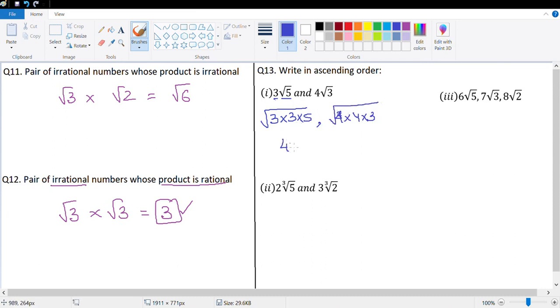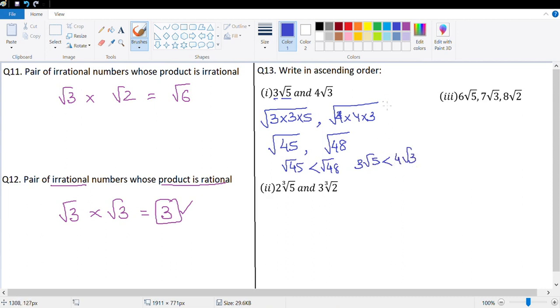So the first one is square root of 45 and the second one is 4 into 4, 16 into 3, 48. So if I have to write it in ascending order, root 45 is less than root 48, but these are not the numbers given. So this would be 3 root 5 is less than 4 root 3.